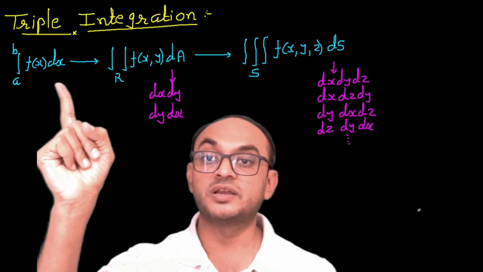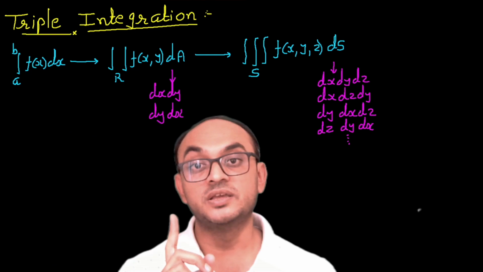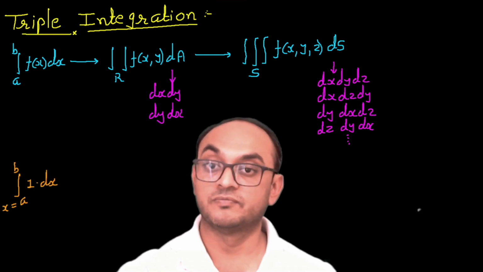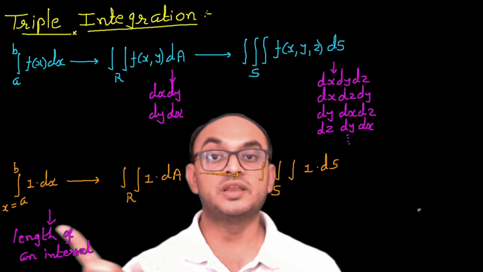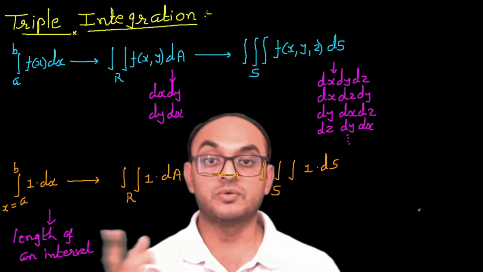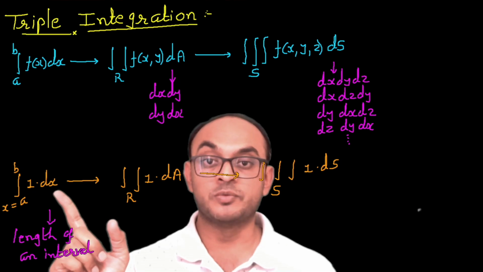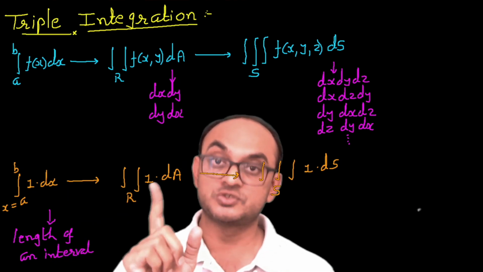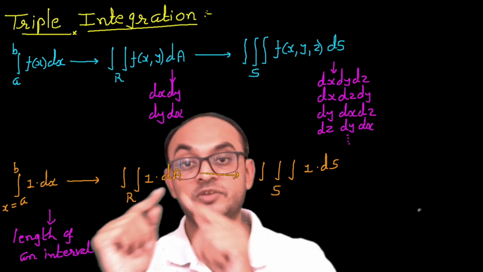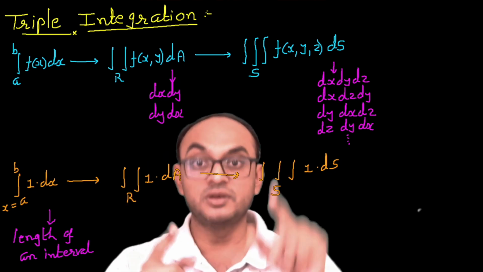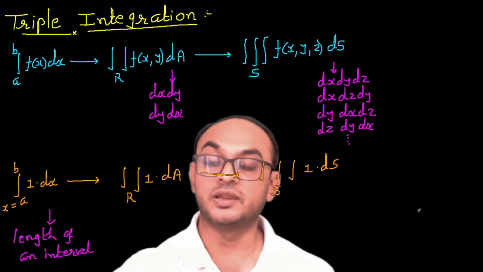Now suppose I assume that this function f of x is 1, f of xy is 1, or f of xyz is 1, then what does it mean? What does this integral represent? It represents the length of an interval, the interval from a to b. So this is single dimensional geometry. In 2-dimension geometry, what do we have? We have the area of the region R. So here in single dimension we have only a line, so the length of the interval. In 2-dimension we have the xy plane, so for a portion of the xy plane we are finding the area.